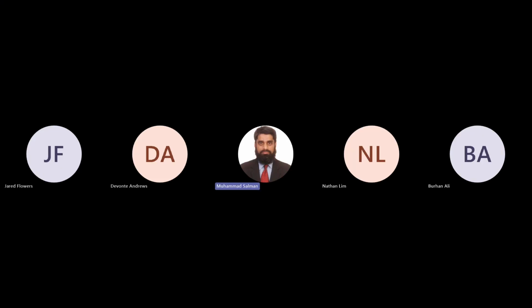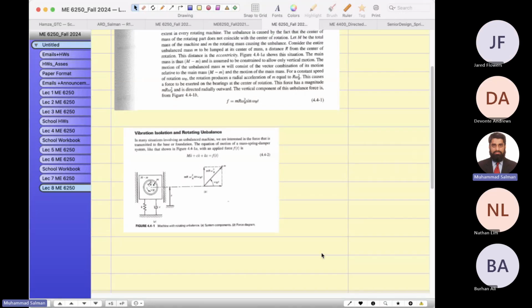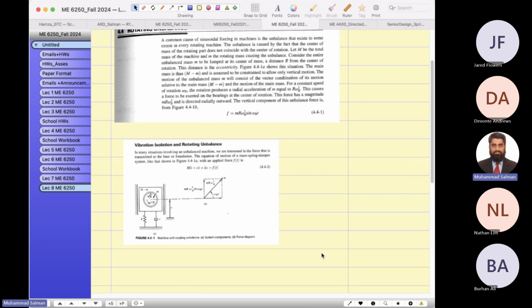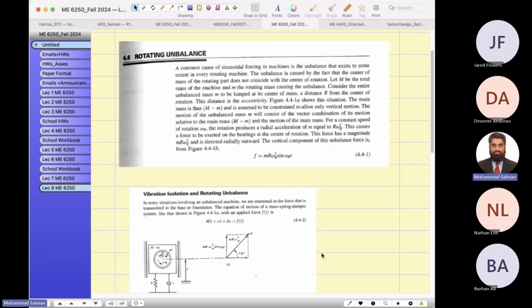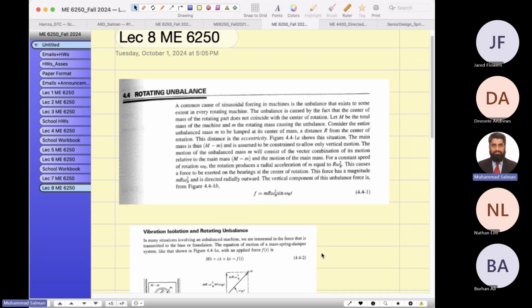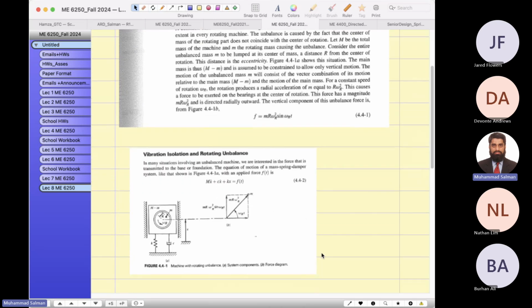So today we are going to cover the last topic of this chapter, vibration isolation and rotating unbalance. You can see there is a very good example in our household, like a laundry machine, a washer. So you see a drum. So if I share with you, what happens?